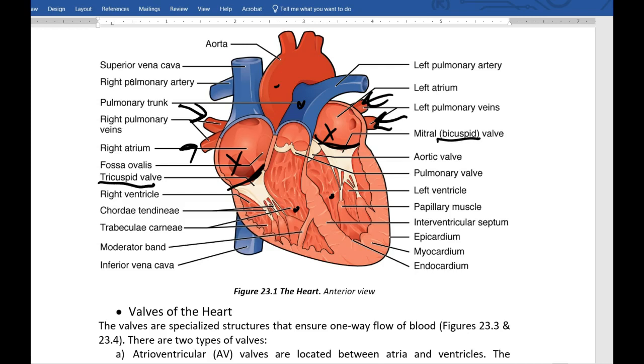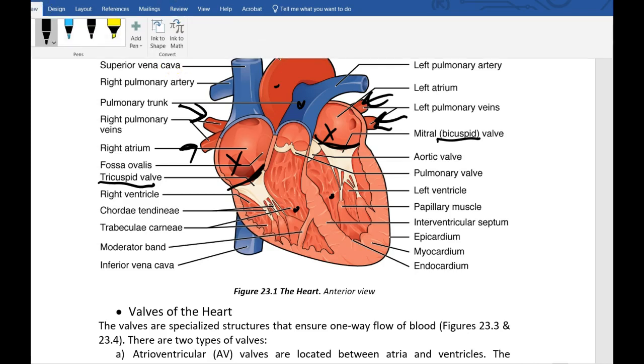So when we ask you where they're located, we're not going to ask you their function, we're going to ask you where they're located. You want to put them in between the two chambers because they're preventing flow from the ventricle back into the atria. So the tricuspid is going to be located between the right atrium and right ventricle, and the bicuspid is going to be located between the left atrium and the left ventricle.